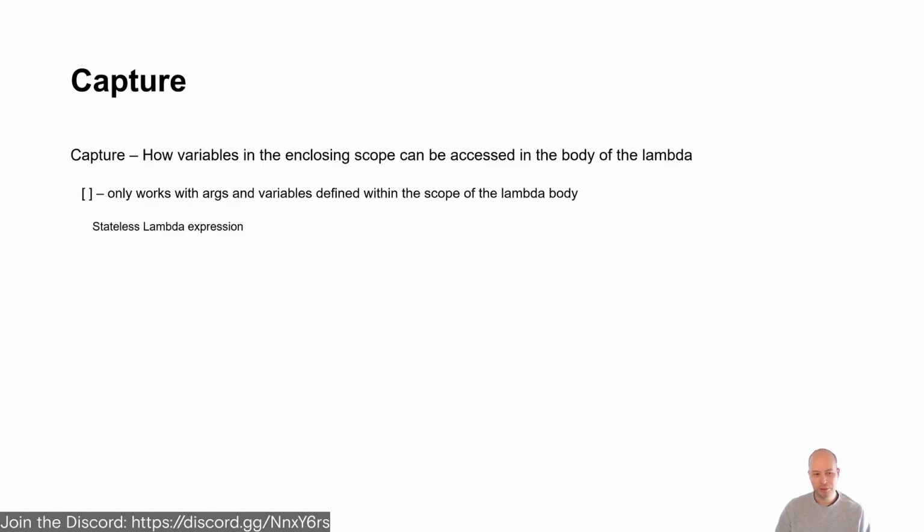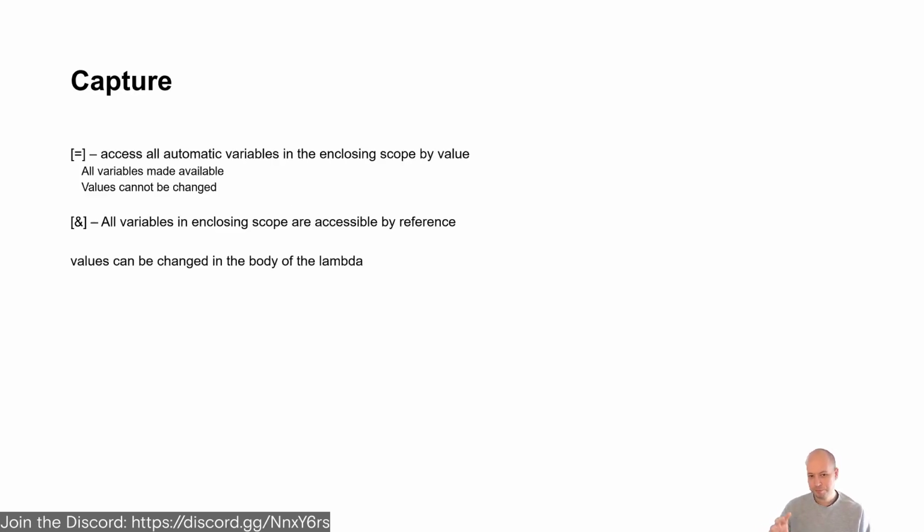So capture, you've got this bit that gives you an ability to pass state between the lambda and its external definition, the scope that defines it. So you have a couple of different options. You have equal, which basically will copy those values, the variables by value in your local scope.